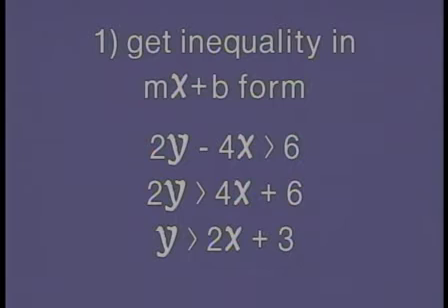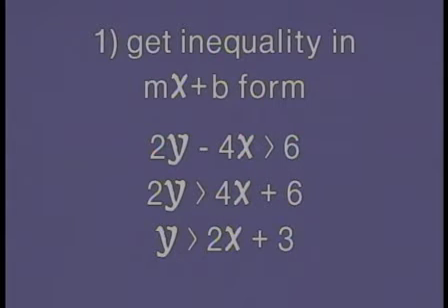The first visual says the first thing we want to do with an inequality is get it in mx plus b form. That is, we want to have, just like we had before, y is less than mx plus b, y is greater than mx plus b, possibly y is less than or equal to mx plus b, or y is greater than or equal to mx plus b. So in this visual, the original inequality was 2y minus 4x is greater than 6. That is not in mx plus b form. So what we do, we want to get rid of the x term.